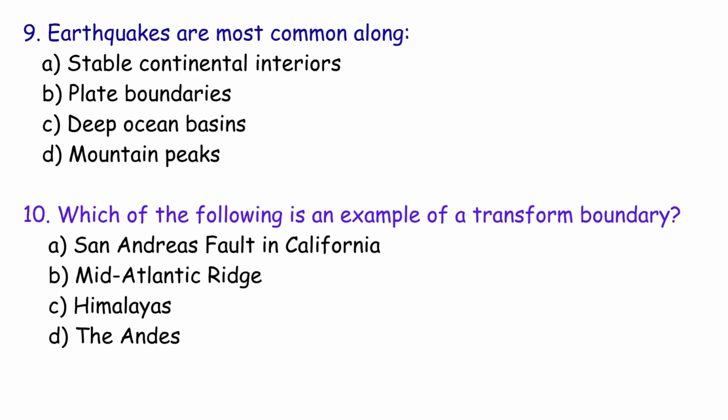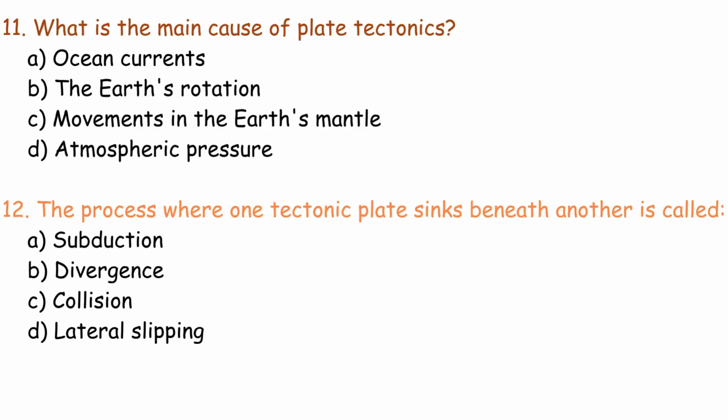9. Earthquakes are most common along A. Stable continental interiors. B. Plate boundaries. C. Deep ocean basins. D. Mountain peaks. 10. Which of the following is an example of a transform boundary? A. San Andreas Fault in California. B. Mid-Atlantic Ridge. C. Himalayas. D. The Andes.